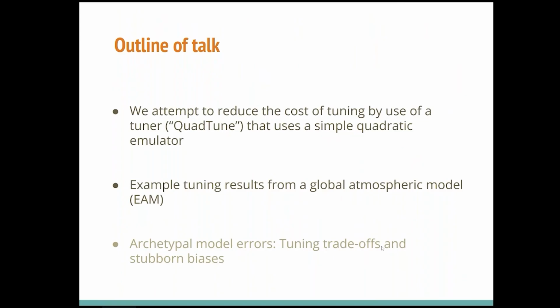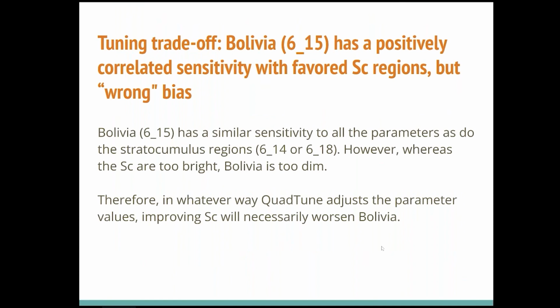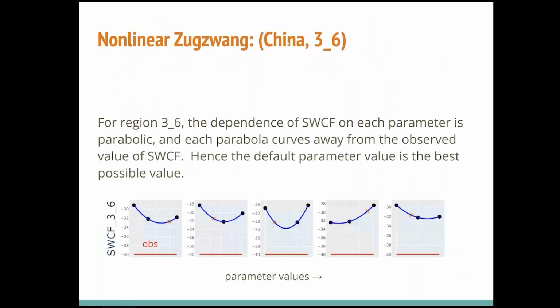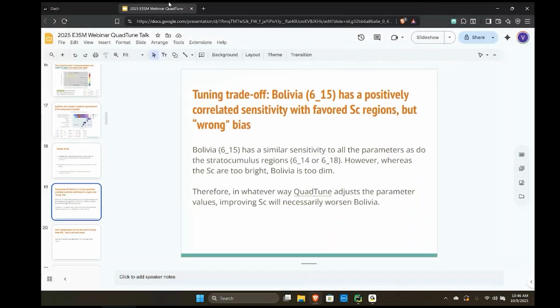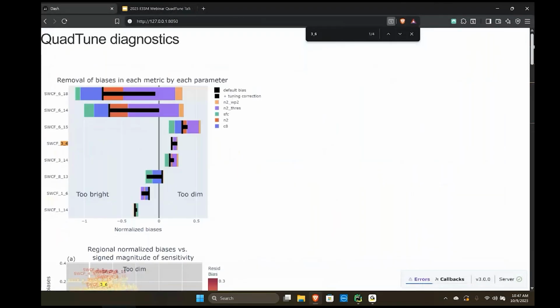Okay, so archetypal model errors, tuning trade-offs, and stubborn biases. Let's go through some examples. We mentioned one, which is Bolivia. That one got worse. Another was China. That one also got worse. Let me show you briefly the dashboard that QuadTune creates. The Bolivian region is 615, so let's look at that one. Okay, that's this region here. These are the two favorite stratocumulus. They're being brought to zero, but this Bolivian region is too dim, and the tuning makes it even worse. It's being pulled farther from zero.